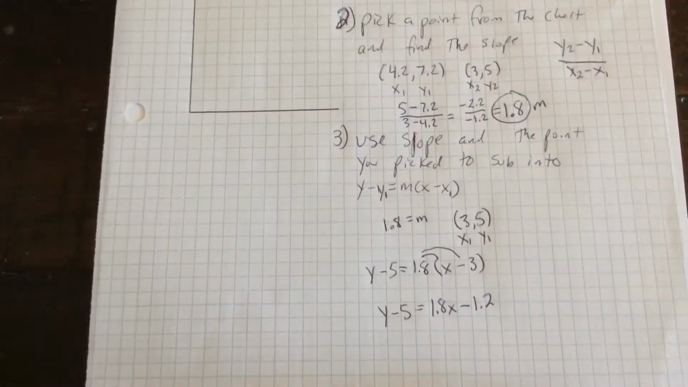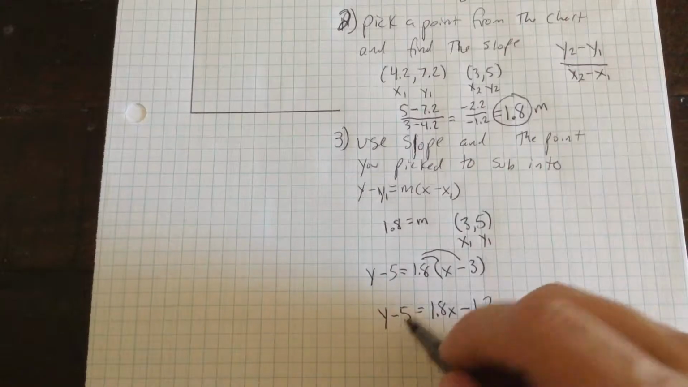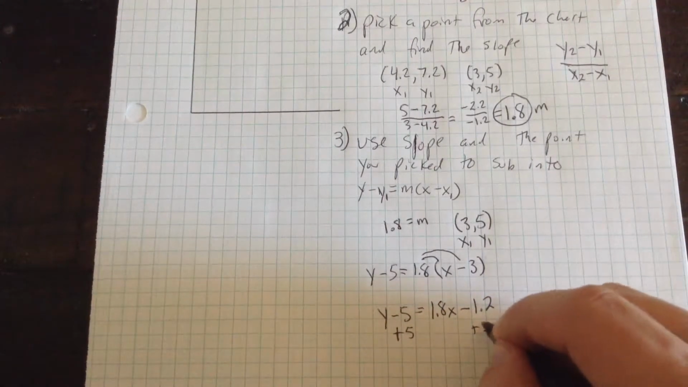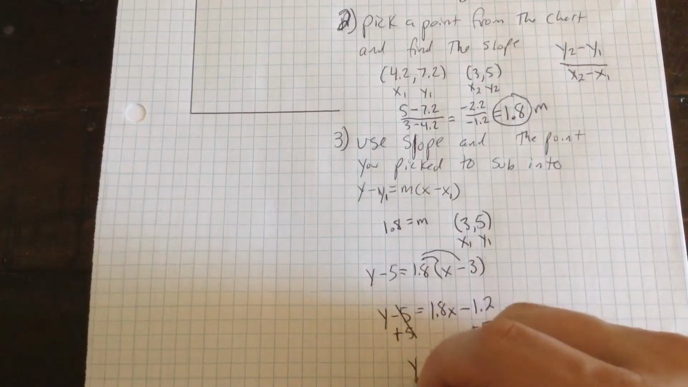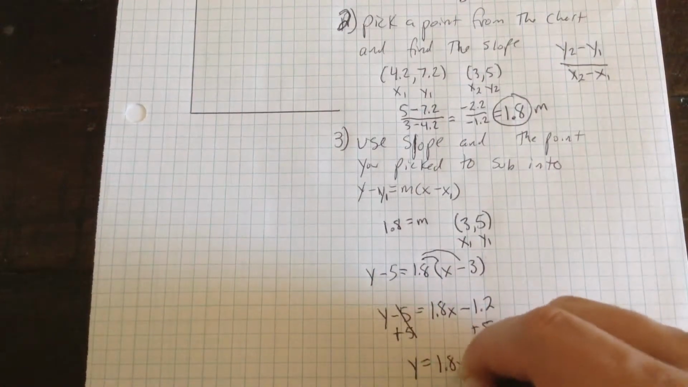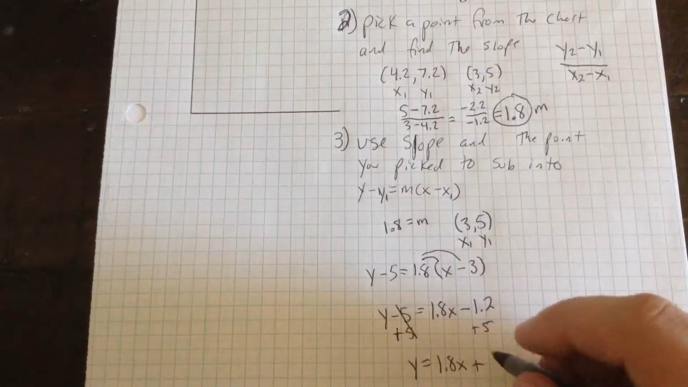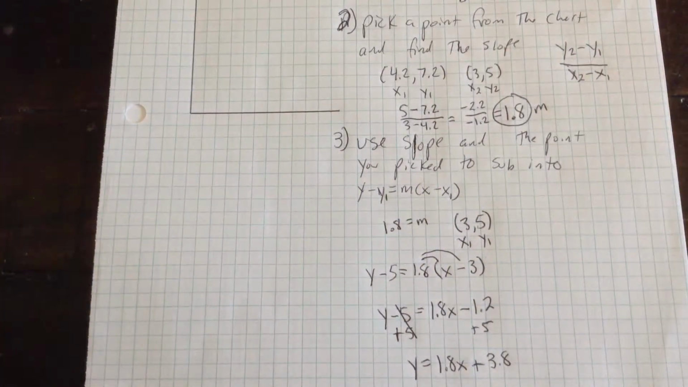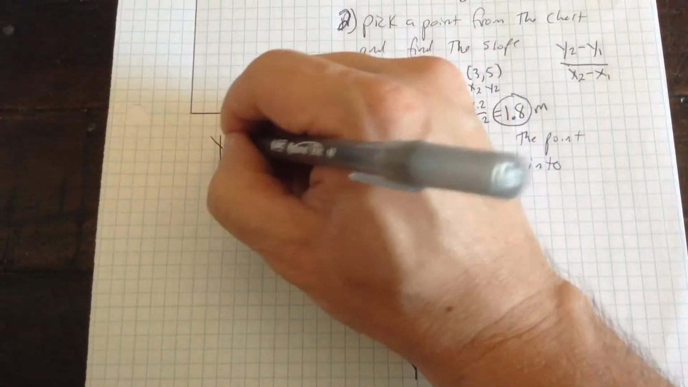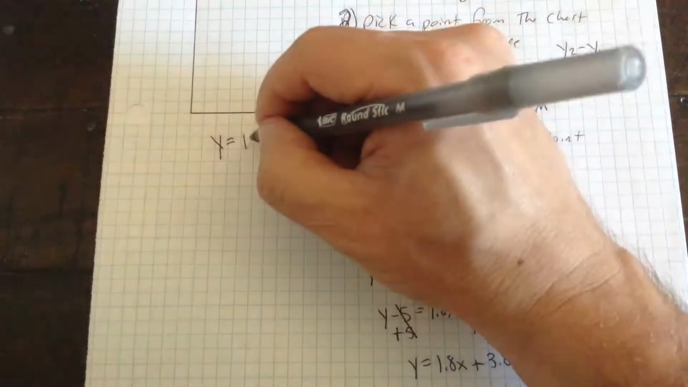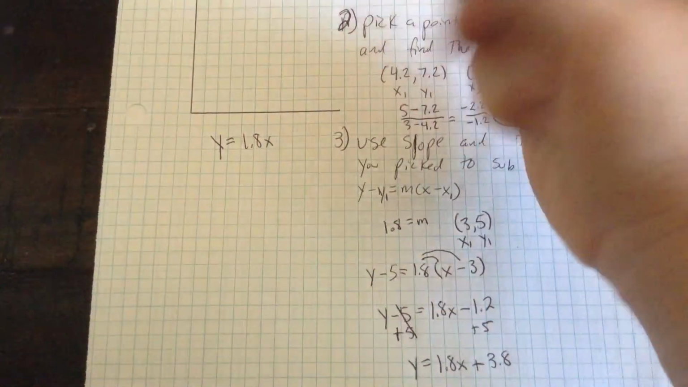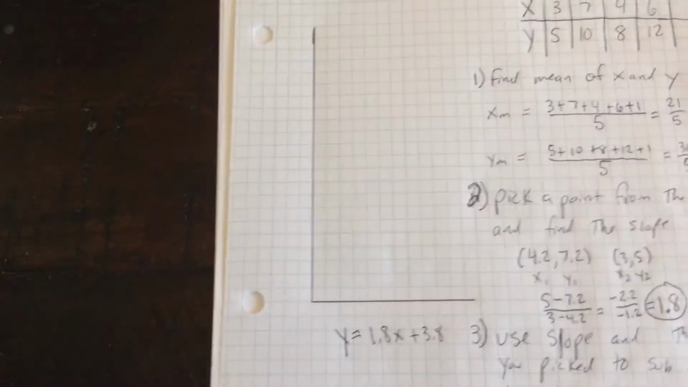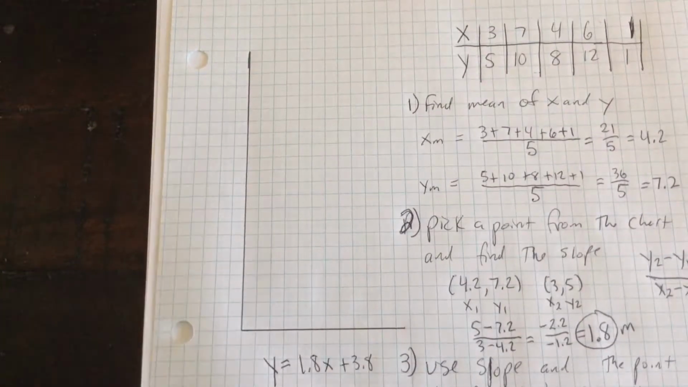Then I've got to get y by itself. That's a minus 5, so I'm going to add 5. That cancels, and I get y equals 1.8x plus 3.8. Okay, there we go. So my equation is y equals 1.8x plus 3.8. Now I can graph my scatter plot and then graph my line of best fit.